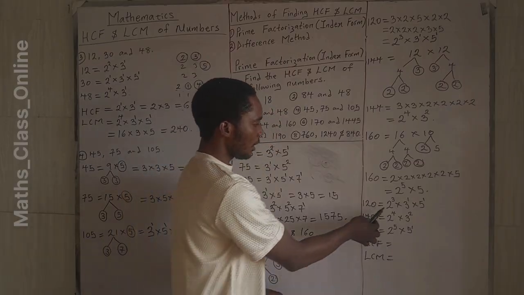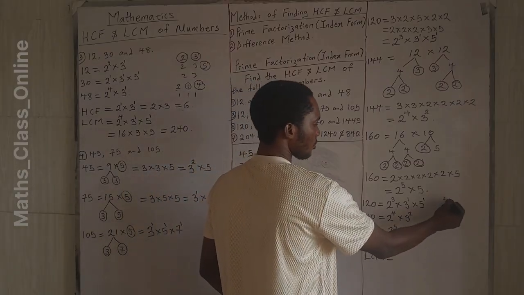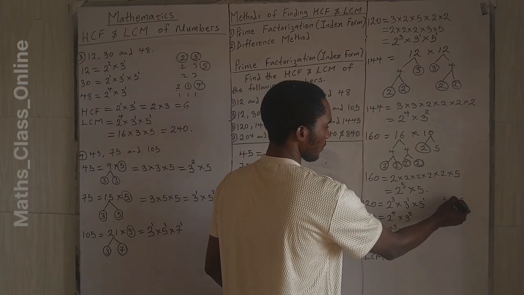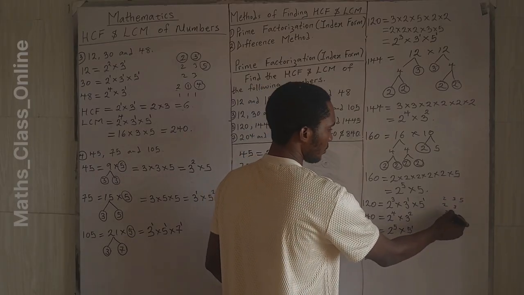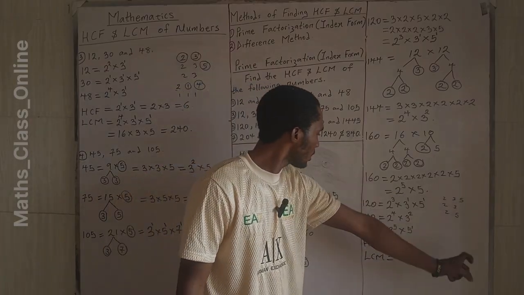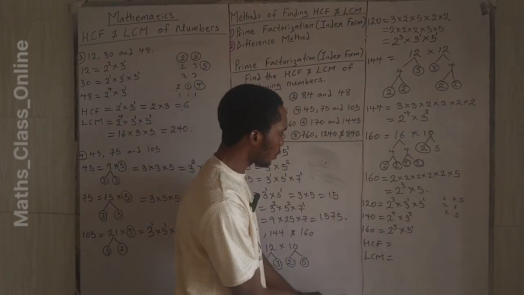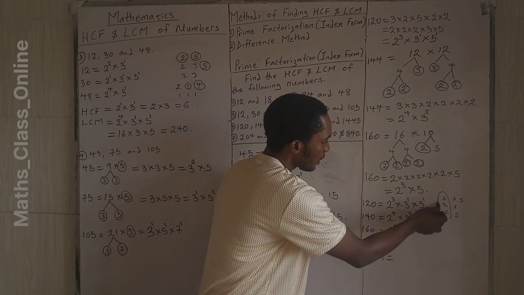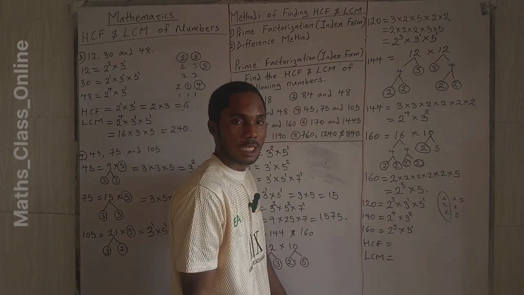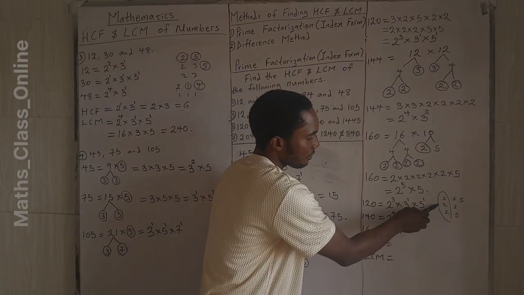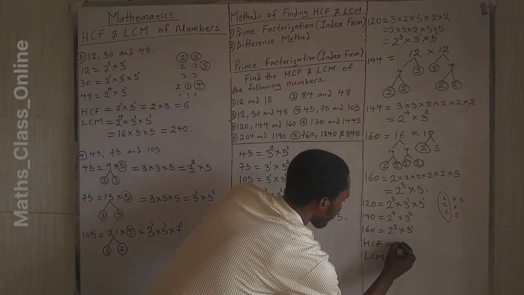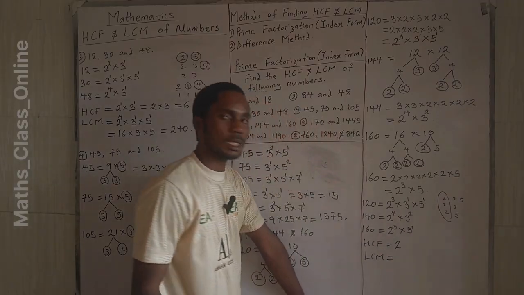HCF. The prime numbers you have here are what? 2, 3, 5. 2, 3. 2, 5. Out of all these numbers, which one is common to 120, 144, 160? You can see that we only have 2 here. But this is 3, 3. This one does not have 3. We are not going to write that. 5, 5. We don't have 5 here. We are not going to write that. That means we are going to write only what? Only 2. Now let's go to the power.